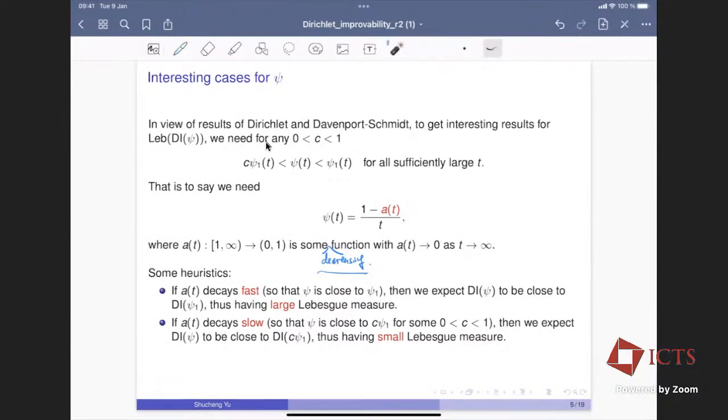Okay, and then here are some heuristics. If this function a(t) decays fast, so a(t) might be close to 0, then our approximating function is closer to this 1 over t function. Because we know that D(psi_1) is the full space, in this case we expect D(psi) to have large Lebesgue measure. On the other hand, if a(t) decays slowly, then psi(t) might be close to some c psi_1 function for some c smaller than 1, and in this case we expect the set D(psi) to have small Lebesgue measure.